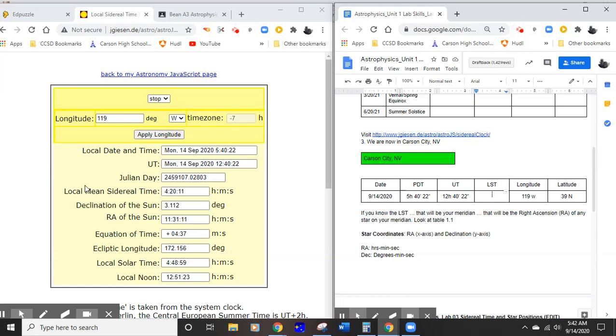Now, for astronomy, you have to look this up. Either Google it, get an app called Sky App, or some kind of app that tells you the sidereal time of where you are at.